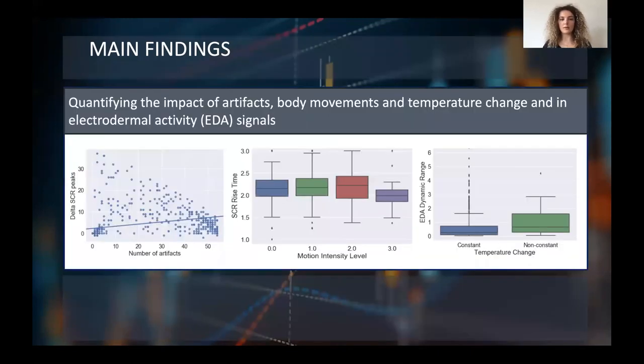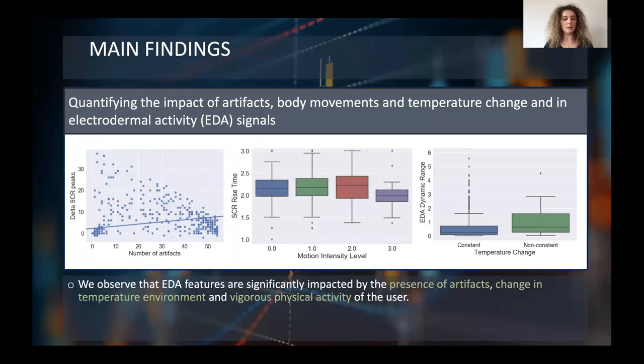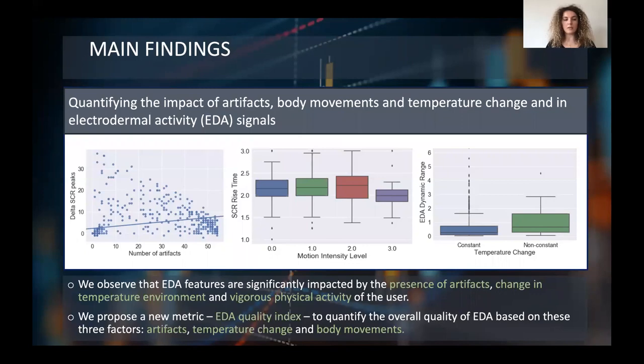We further quantify the impact of artifacts, body movements, and temperature change in electrodermal activity signals. And in particular, we observe that EDA features that are commonly used to detect humans' behavior are impacted by the presence of artifacts, change in environment temperature, as well as physical activity level of the user. Thereby, we propose a new metric, the EDA quality index, to quantify the overall quality of EDA signals based on these 3 factors: the artifacts, the temperature change, and body movements.